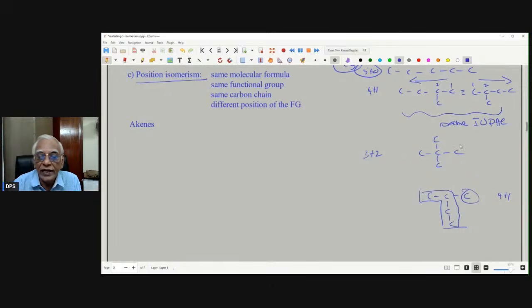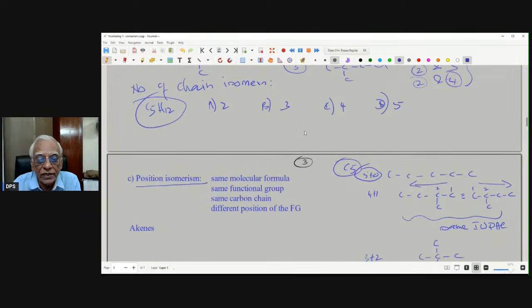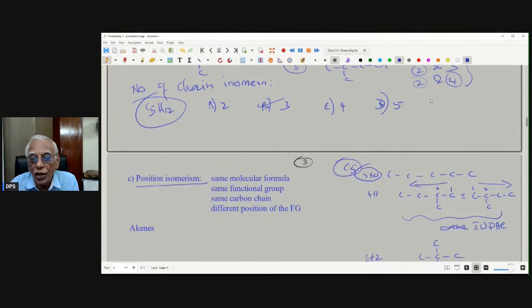Therefore, how many isomers, carbon skeletons, have you got? 3 isomers. They are called: A, pentane; B, as a derivative of butane, 2-methyl butane; and C, it's a propane, dimethyl propane.